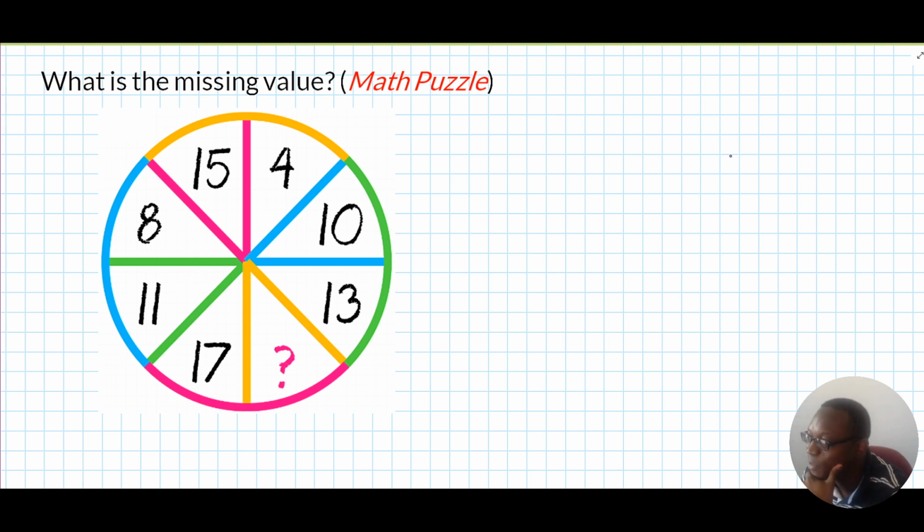This is a wheel of numbers. You can also look at it as a pie chart, and we're trying to find out the missing values. We want to find out the missing value here in this pie. The missing value for the slice of pizza.